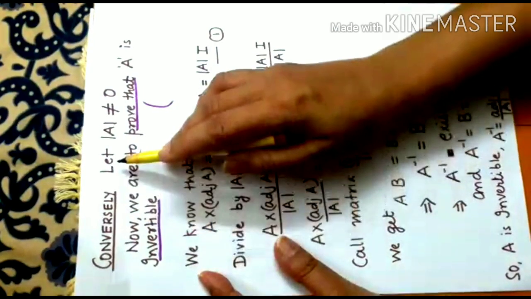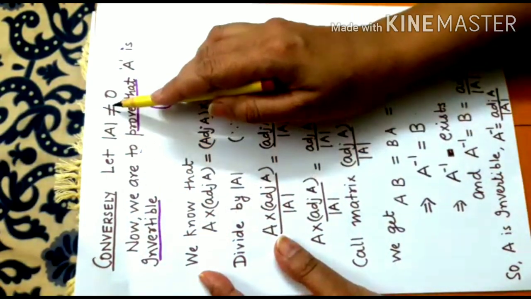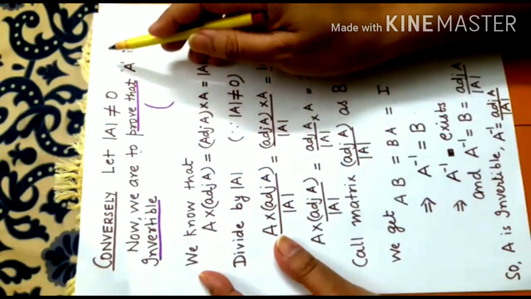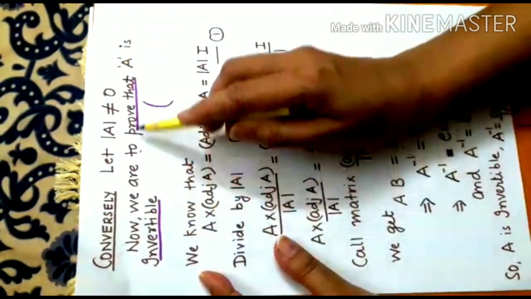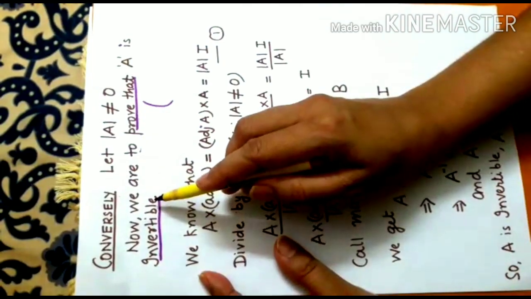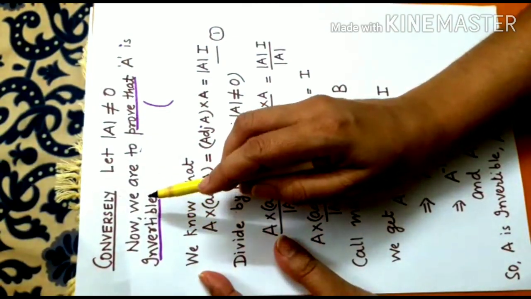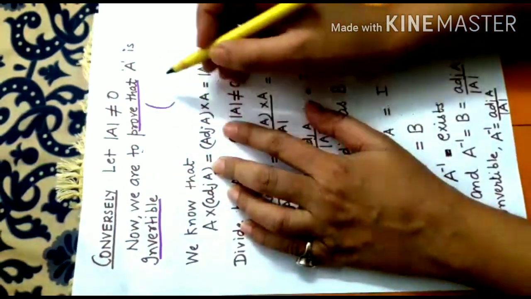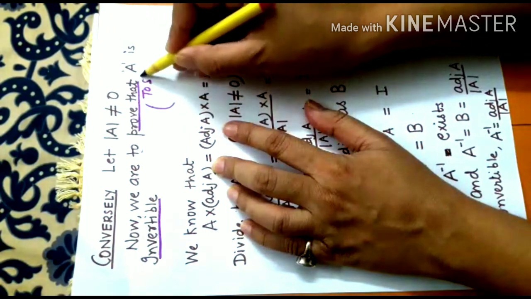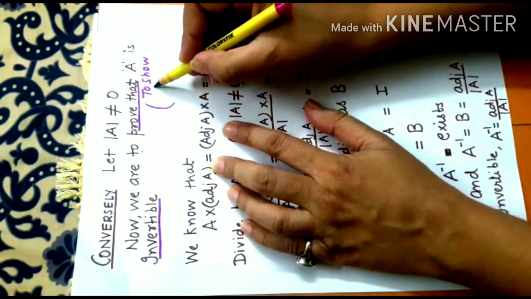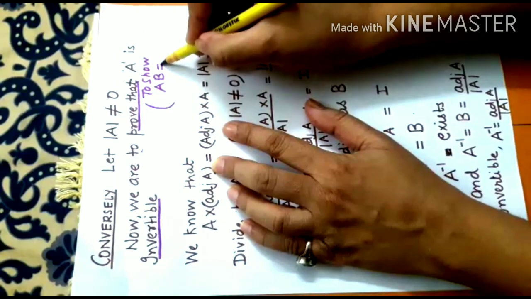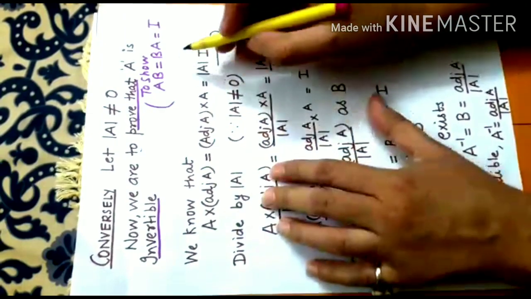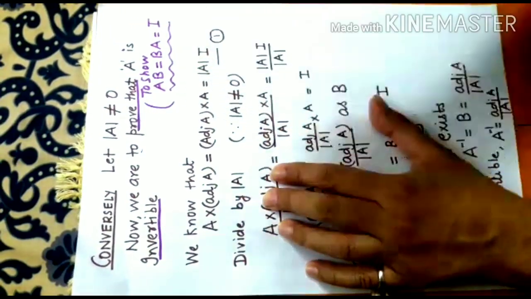Now conversely, let determinant A be not equal to 0. That means let A be a non-singular matrix. Now we are to prove that A is invertible. That means we are to show that A inverse exists. Now A will be invertible if I am able to find a matrix B such that AB is equal to BA is equal to the identity matrix. So I need to show this.